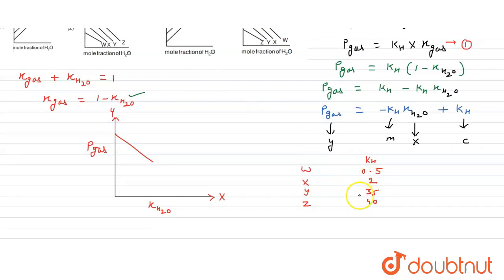Now you can see the partial pressure of the gas is directly proportional to this Henry constant, and this is a negative slope. That means Z has a steeper slope, so the slope of Z will be more. If you draw the graph, let's say this is Z, and you can draw one more graph like this, and like this.